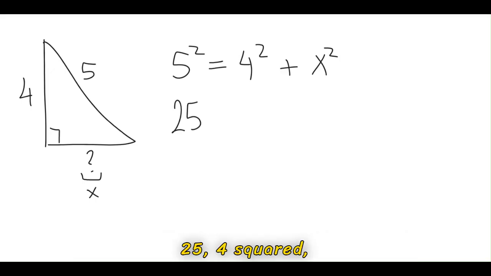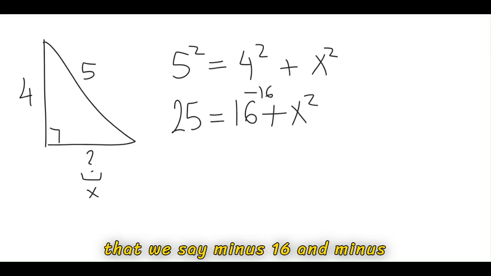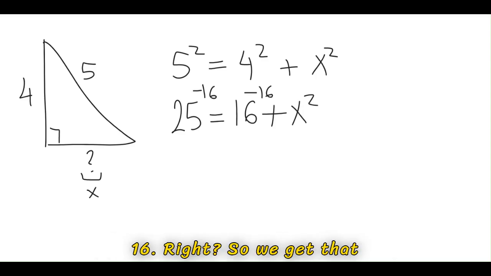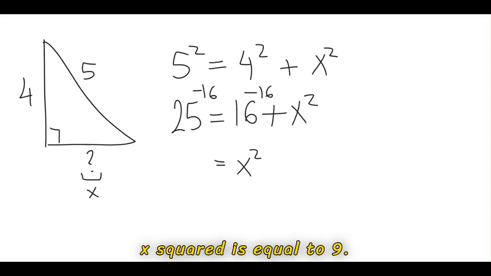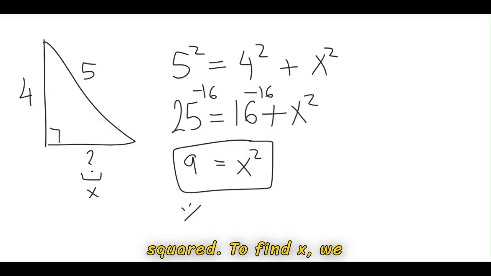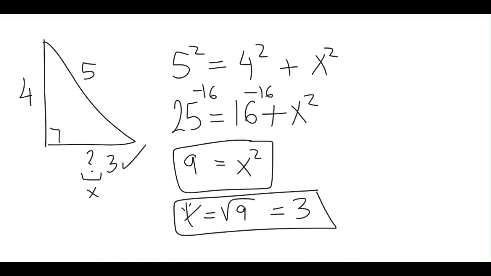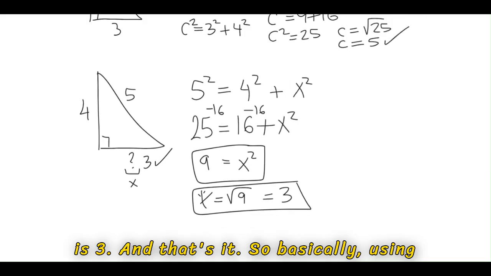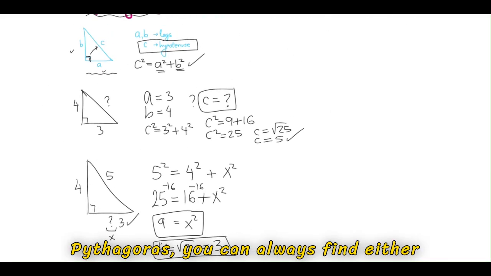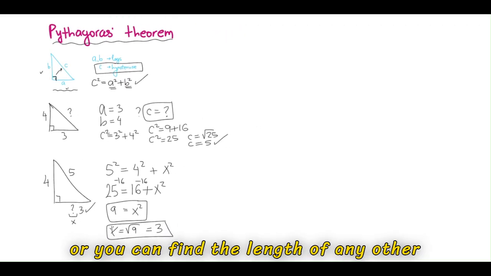Let us solve the equation. 5 squared, 25. 4 squared, 16 plus x squared. We have learned in this video already that we say minus 16 and minus 16, right? So we get that x squared is equal to 9. And then one more time, this is x squared. To find x, we basically just have to find the square root of 9, and that is equal to 3. So the missing side is 3. And that's it. So basically using Pythagoras, you can always find either the length of the hypotenuse, or you can find the length of any other side.